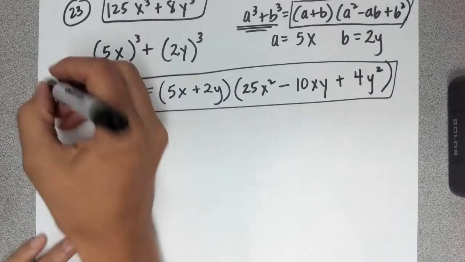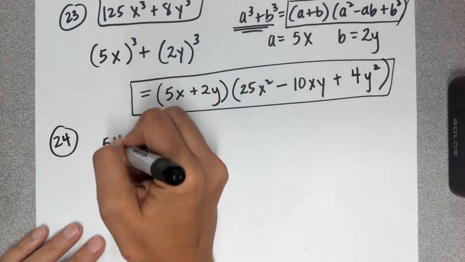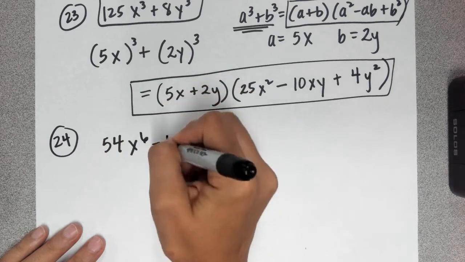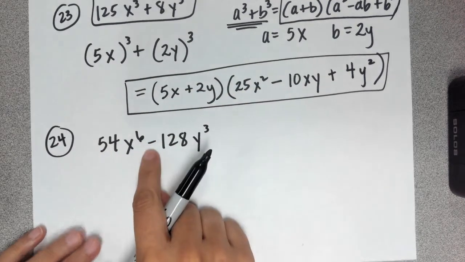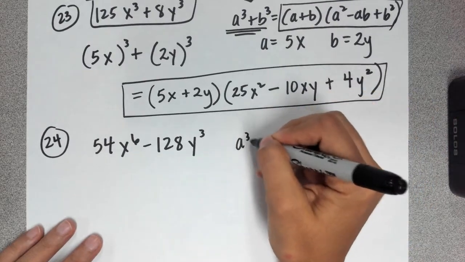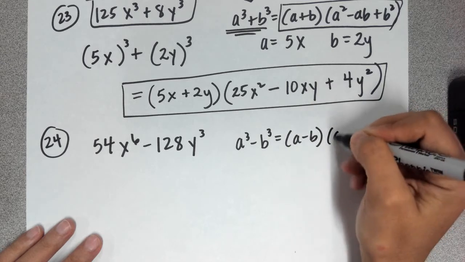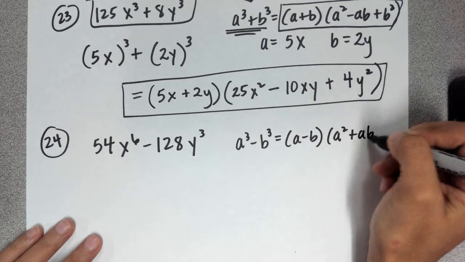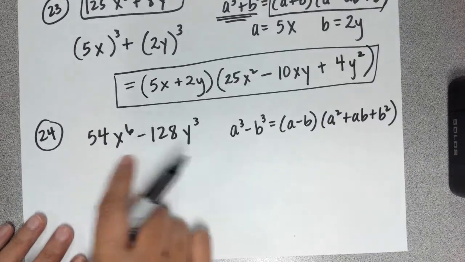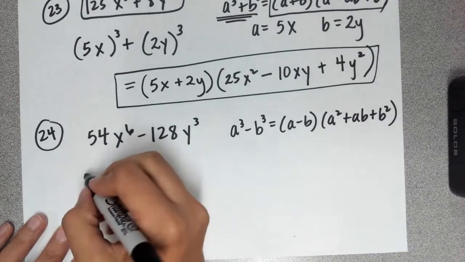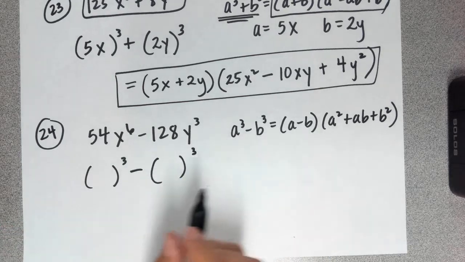So let's go to number 24, because that one looks kind of tricky. I have 54x to the 6 minus 128y to the third. So this is a minus, so I'm going to write my formula. A cubed minus b cubed equals a minus b, a squared plus ab plus b squared. So this is going to be something to the third power minus something to the third power, right?